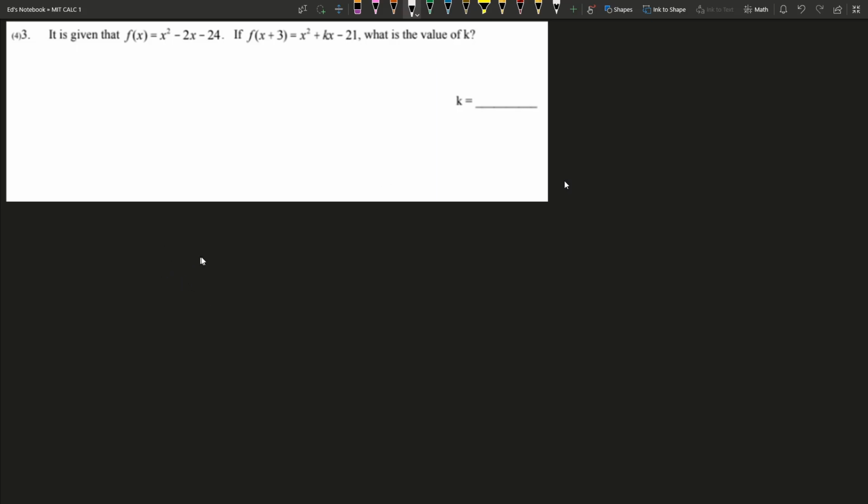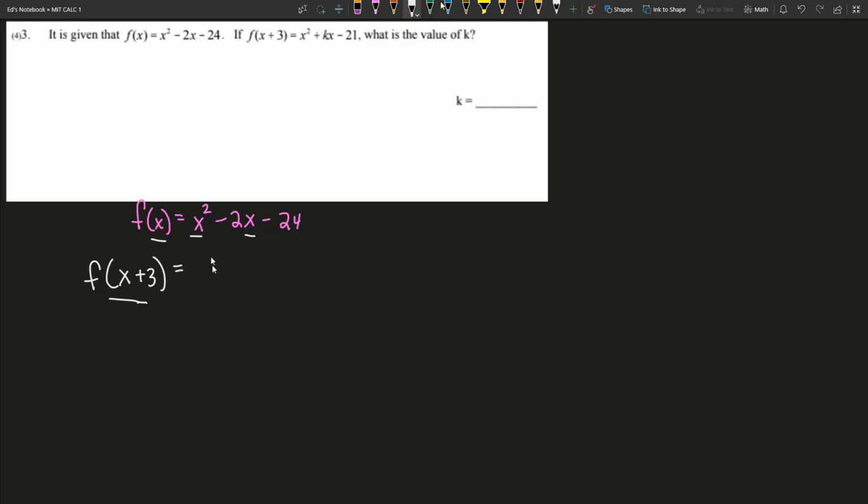Okay, I'm going to assume that you did that. So what we need to think about is, what is this f of x plus 3 going to be equal to? How do we decide what to do with this? Well, let's look at what our original function f of x is. It's x squared minus 2x minus 24. I need to take this x plus 3 and plug it in everywhere I see an x.